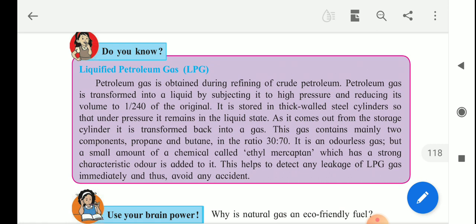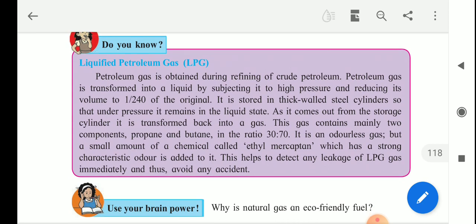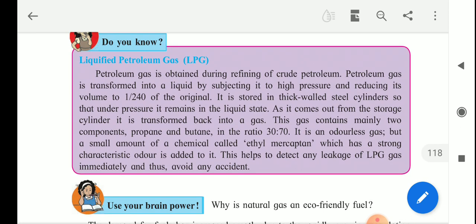This gas contains mainly two components, propane and butane, in the ratio 30:70. It is an odorless gas, but a small amount of a chemical called ethyl mercaptan, which has a strong characteristic odor, is added to it. This helps to detect any leakage of LPG gas immediately and thus avoid any accident. So the gas cylinders which we use at home are nothing but the liquid petroleum gas, and the chemical which is added to it is ethyl mercaptan.